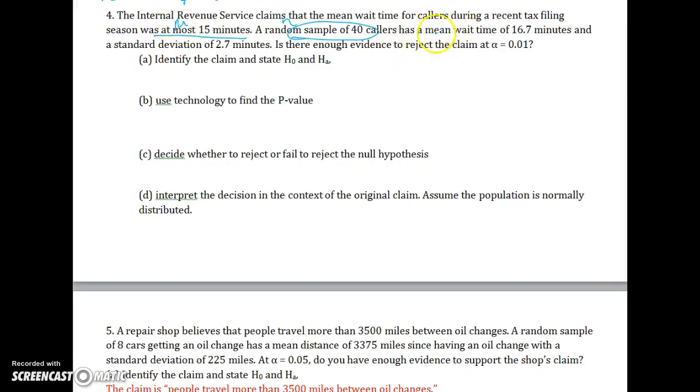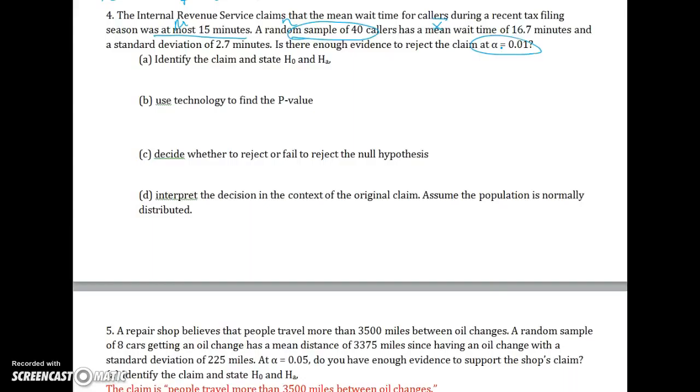Has a mean wait time. So this is with regards to your sample. So this is going to be your X bar is equal to 16.7, and a standard deviation, that's with regards to the population, is 2.7. Is there enough evidence to reject the claim at a 0.01 level of confidence or significance?